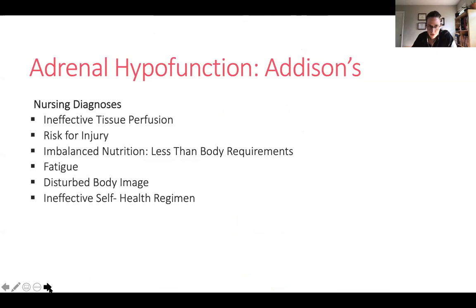So as far as nursing diagnosis for Addison's, ineffective tissue perfusion. So you want to monitor them for any confusion, disorientation, any signs of low fluid volume. So tachycardia, if there's an apical radial pulse deficit, any general weakness or malaise, and risk for injury. We talked about the orthostatic hypotension. So you want to check the orthostatic blood pressure. If they complain of dizziness, it's probably what it is.